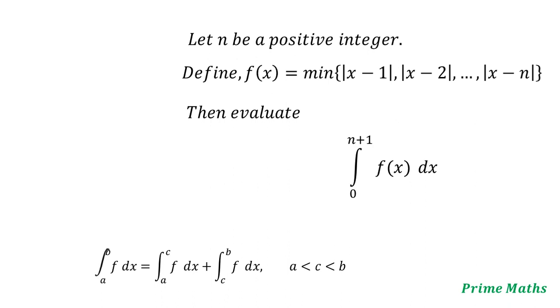In this video, I will be dealing with the problem of definite integral here. n is given to be a positive integer, and f(x) is defined as the minimum of |x-1|, |x-2|, |x-3|, till |x-n|. For this function, we have to integrate from 0 to n+1.